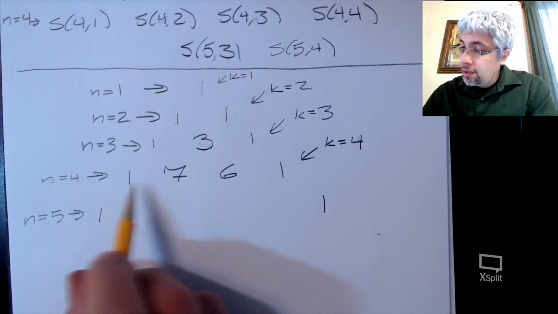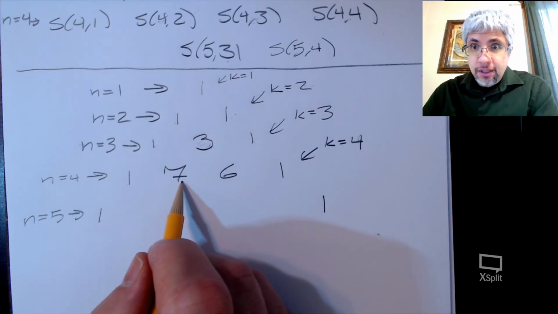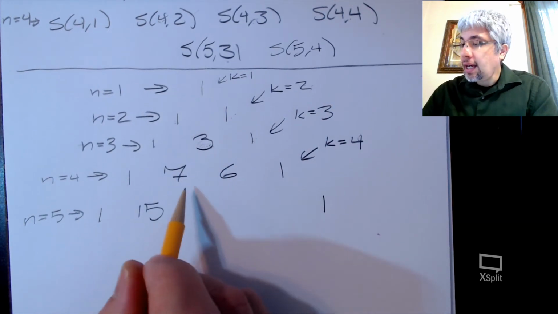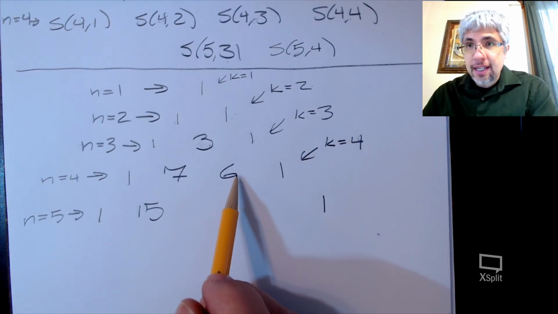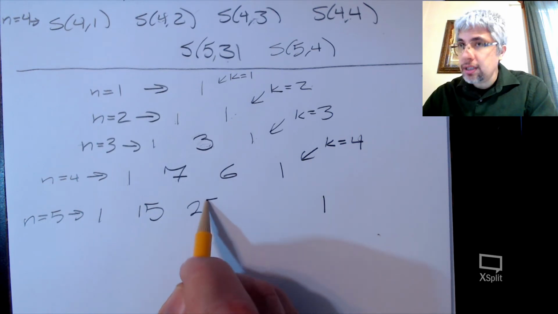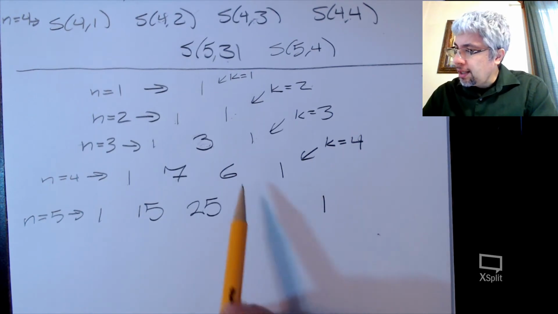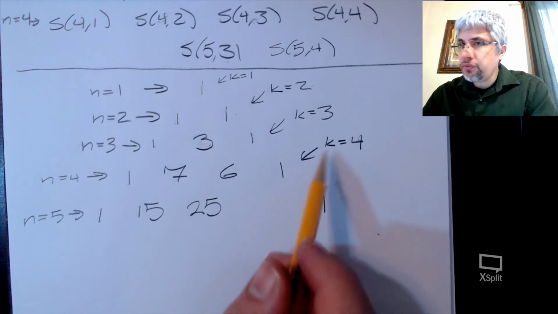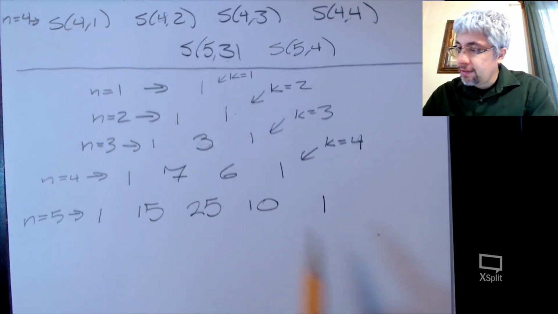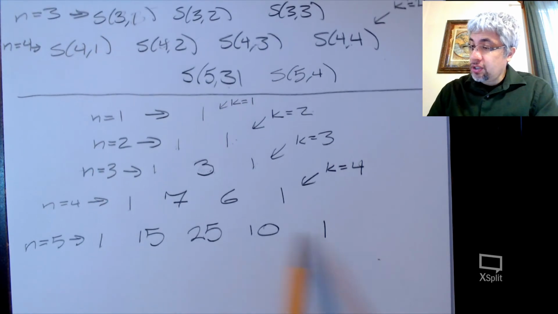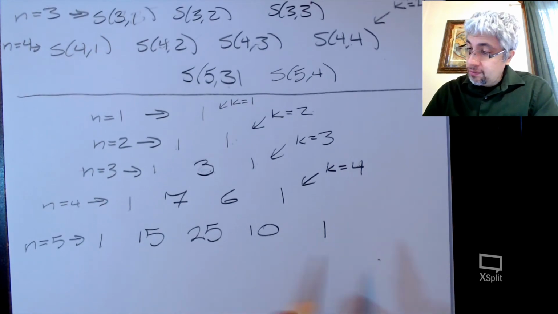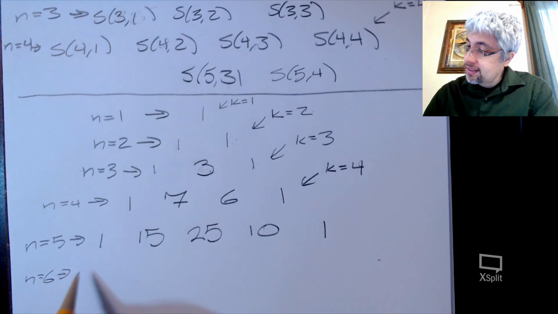I'm going to get 1 plus 2 times 7, so that's going to be 15. And then I'm going to get 7 plus 3 times 6. 7 plus 18 gives me 25. And now I'm going to get 6 plus 4 times 1, well, that's just 10. And I can keep going like this, and you'll see this is going to be each of the Stirling numbers. Do maybe one more, since this is not so bad.